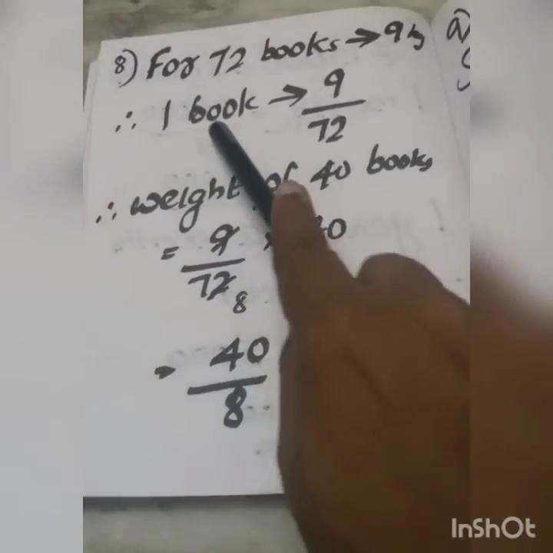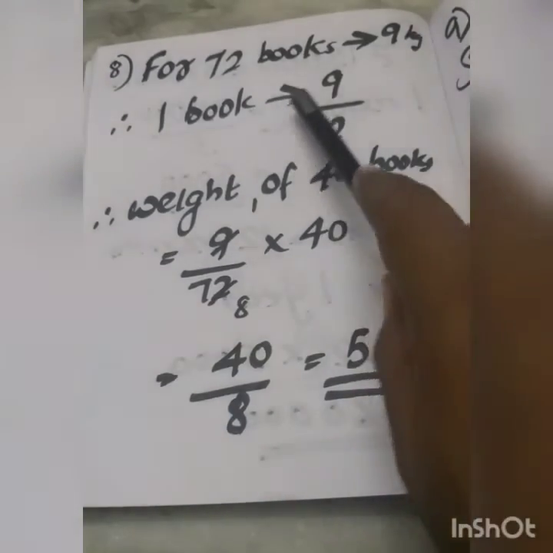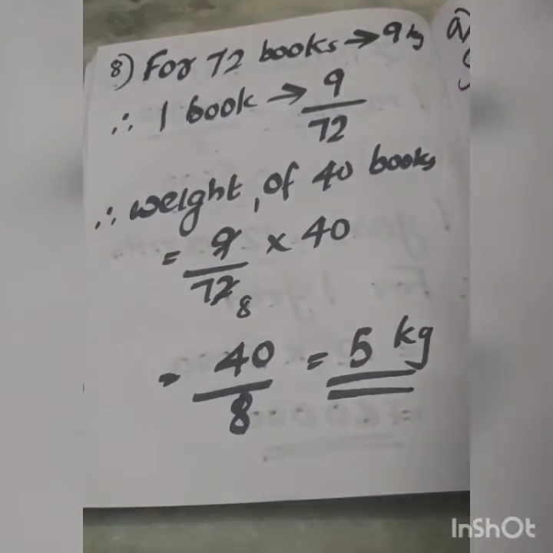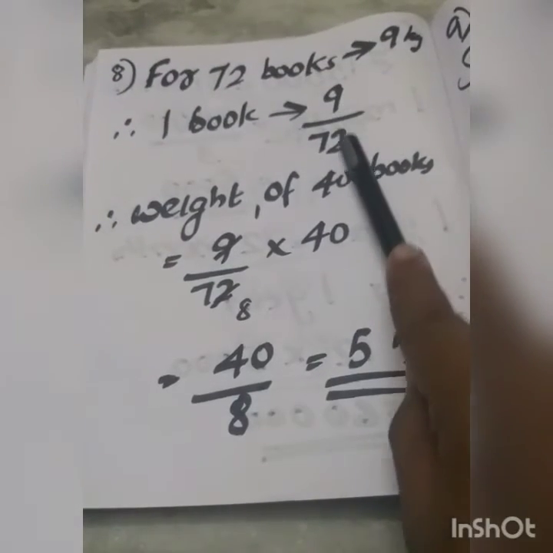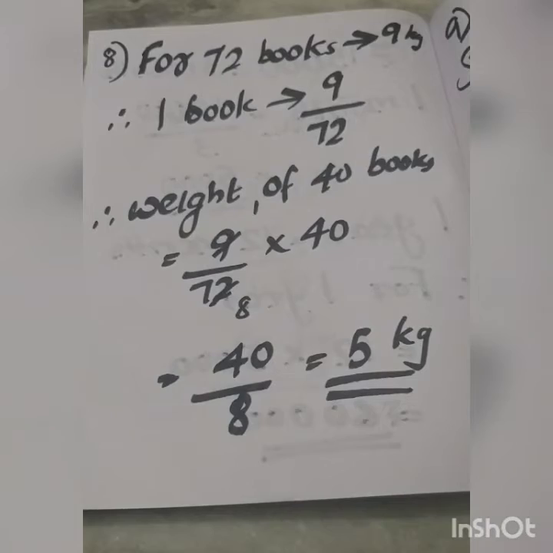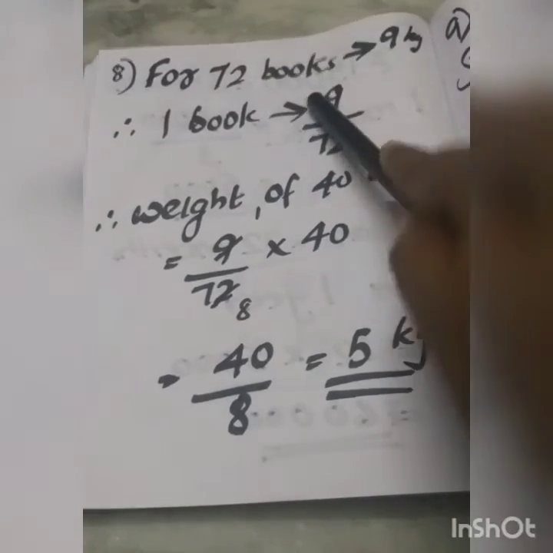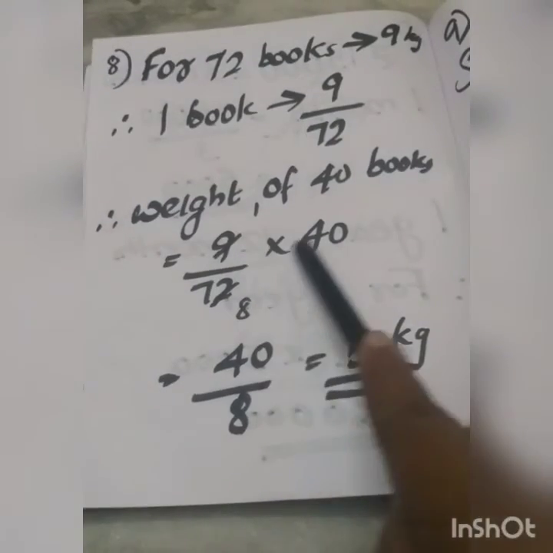So given that for 72 books, the weight is 9 kg. 72 books together we have 9 kg. So what will be the weight of one book? 9 by 72. So keeping it like that itself, I want to calculate the weight of 40 such books. So weight of one book is 9 by 72. So weight of 40 books will be 9 by 72 into 40.